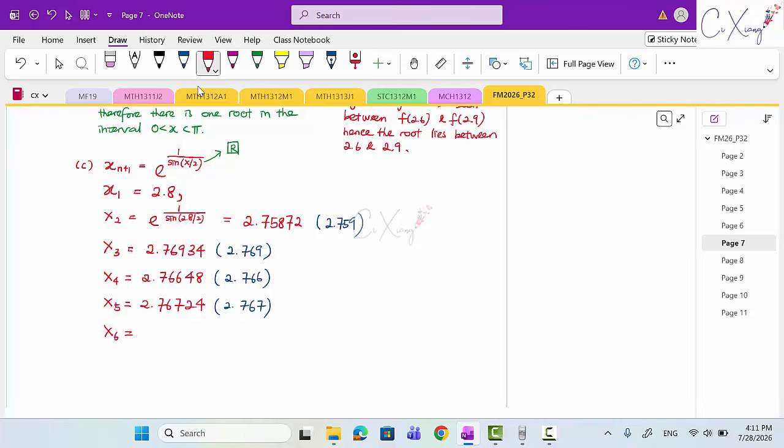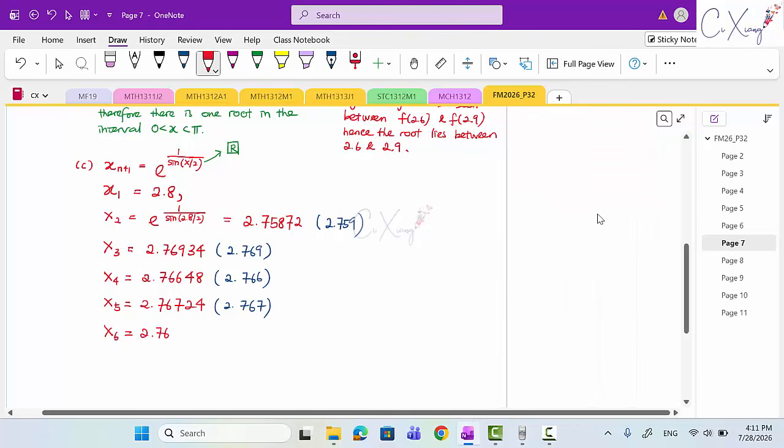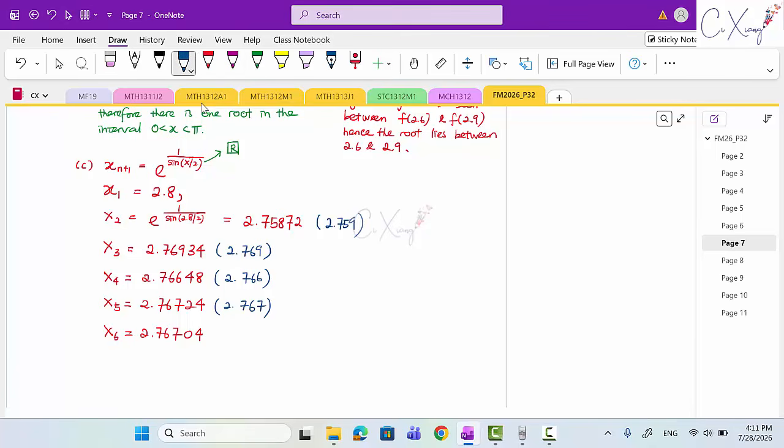Alright, then I go for x6. Then again, I repeat the same process one more time. Calculate. Then 2.76724. Press equal sign. Then I'm having 2.76704. Okay, then if I check for the 3 decimal place answer, it will be 2.767.